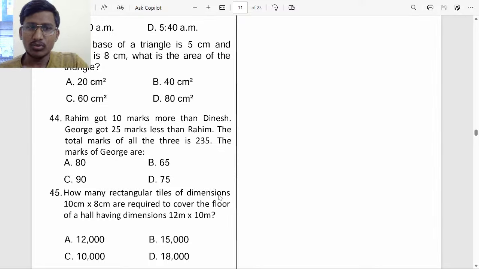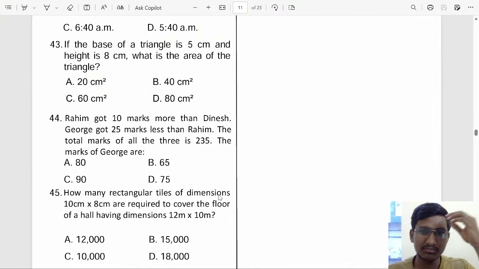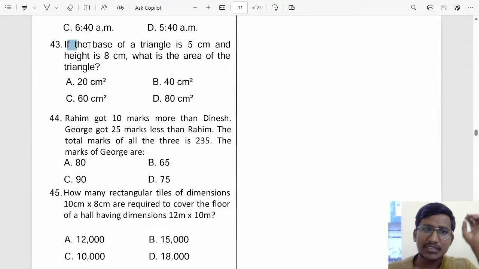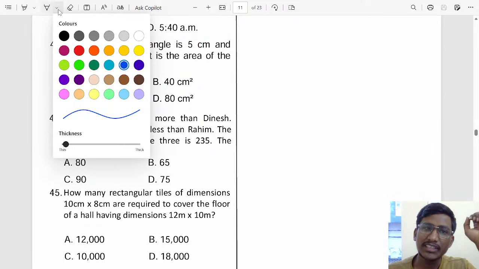Okay, now let us do the next. Question number 43. If the base of a triangle is 5 centimeter and the height is 8 centimeter, what is the area of the triangle? So how do we find the area of the triangle, students?